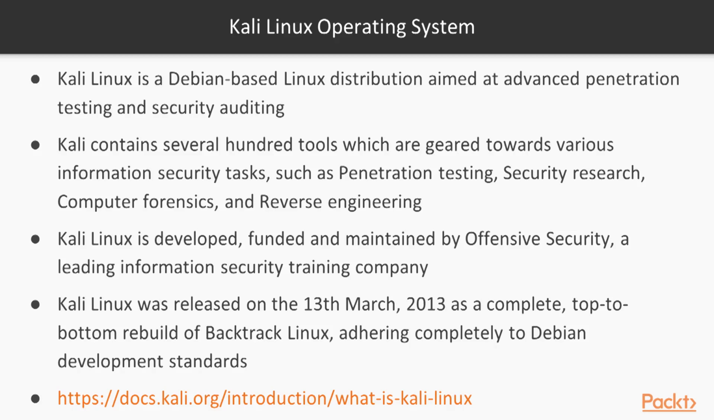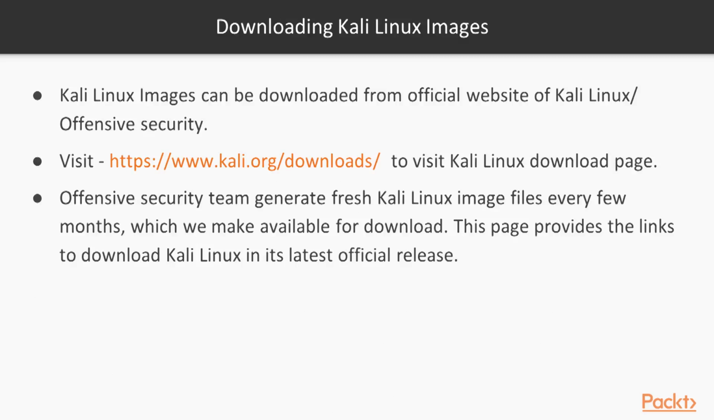Kali Linux is developed, funded, and maintained by Offensive Security. You can visit the Offensive Security website, where you can download the Kali Linux ISO file. Obviously, Offensive Security is a leading information security training company. Kali Linux was released on 13th March 2013 as a complete top-to-bottom rebuild of BackTrack Linux, adhering completely to Debian development standards. Where you can download Kali Linux.